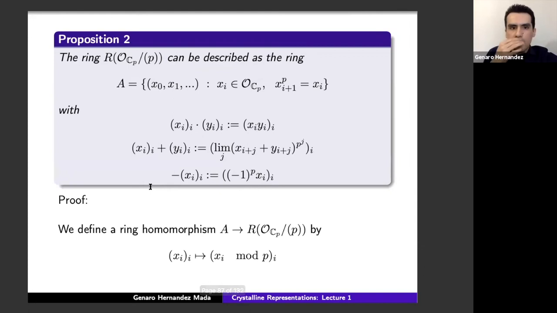So I'm going to define a ring homomorphism from A to this ring in a very natural way, okay? So if I take a sequence here, I can define the sequence of its reductions modulo p. So of course this is here because of this condition. And we are going to define an inverse, and let me do that after the break. I am going to correct this because I have here also a problem with this. So yeah, we will see the proof of this proposition just after the break.